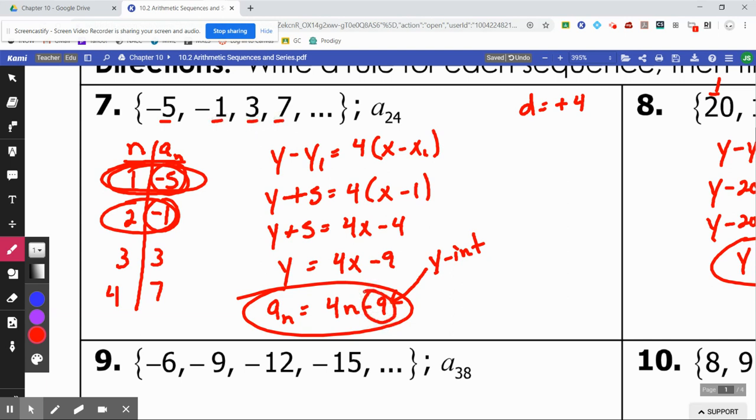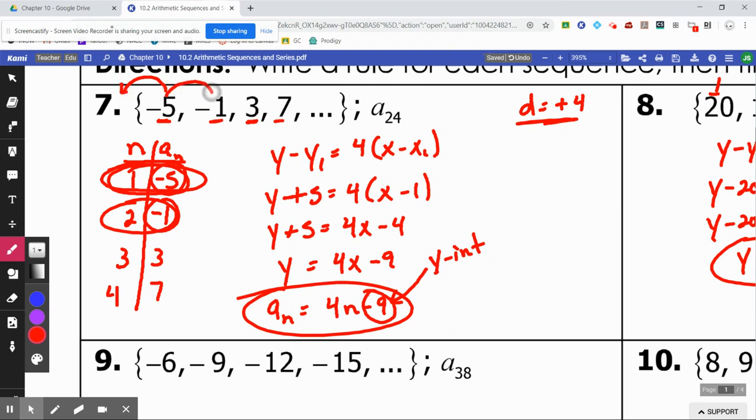I need a y-intercept. I've already got my slope. So how can I find a y-intercept really easy? Well, if this is the first term, second term, third term, if I could somehow plug 0 in, wait a minute, you can. Go back a term. What if there was another term before this one?